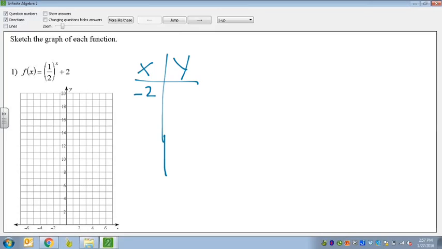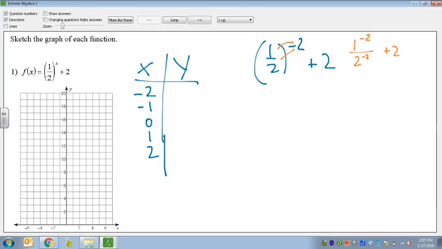Okay, let's start with -2, and we'll go all the way up to 2. So -2 to 2. Okay? So if I plug in -2 for x, we actually can't evaluate negative exponents. So what we need to do is, there's multiple ways, but this seems to be the easiest way to explain it. The -2 exponent applies to both the numerator and the denominator. So it would be 1 to the -2 over 2 to the -2, plus 2. And in order to evaluate negative exponents, we have to change them to positive exponents.